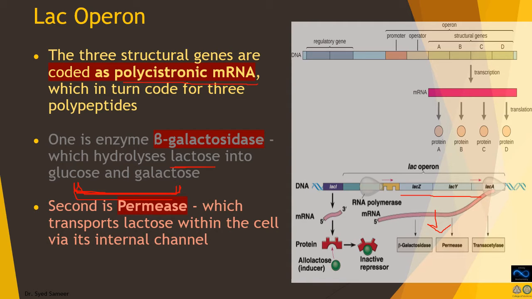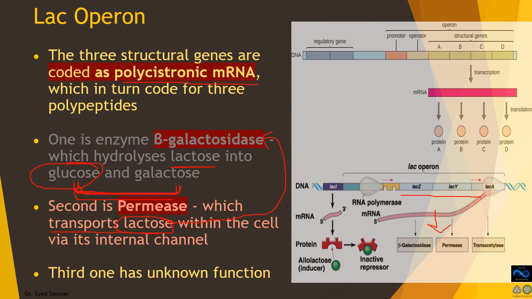Another one is permease. This is an important protein which functions by inserting itself into the cell membrane and enabling the transport of lactose from the outside environment into the cell, so that this lactose can then be utilized by beta-galactosidase to generate glucose, which in turn can be metabolized for the existence of the cell. Then the third is called transacetylase, but what its function is, nobody knows so far.